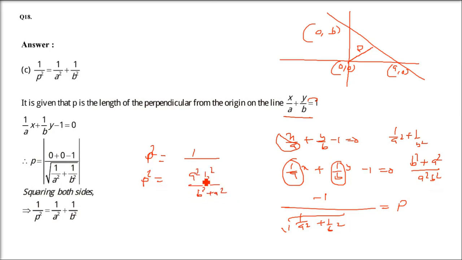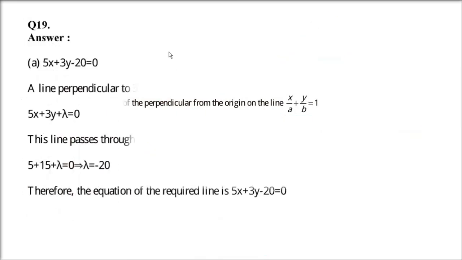Now you can invert it because the question is asking about 1 by p square. So 1 by p square is b square plus a square by a square b square. Now open it, meaning separate the fractions. b square by a square b square will be 1 by a square, and a square by a square b square will be 1 by b square. So 1 by p square equals 1 by a square plus 1 by b square. This is the solution. C is the correct answer.